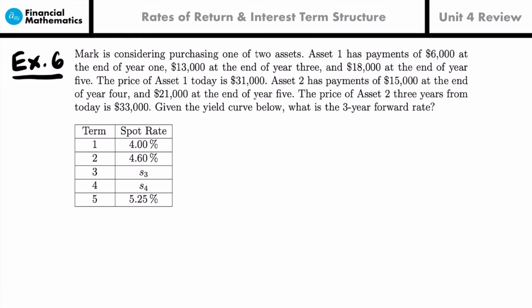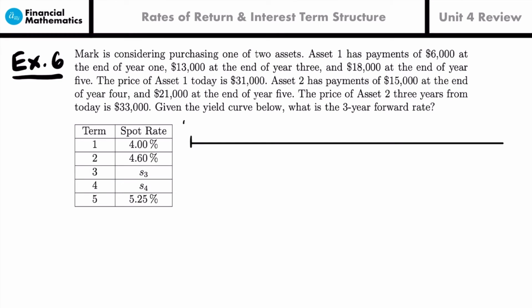Now, in order to do that, we are going to have to make use of this other information that we've been given about Mark, who is considering purchasing one of 2 different assets, Asset 1 or Asset 2. And so to really get an idea of what we're working with here, I think we should draw a timeline. Let's make sense of these 2 different assets, when the different cash flows are coming in, and where their prices are valued. Okay, so here's my timeline.